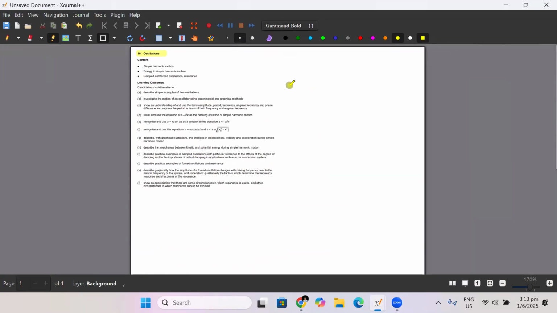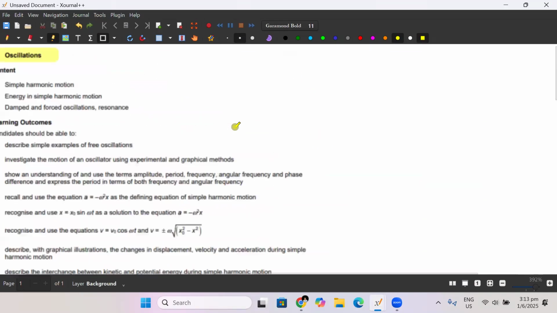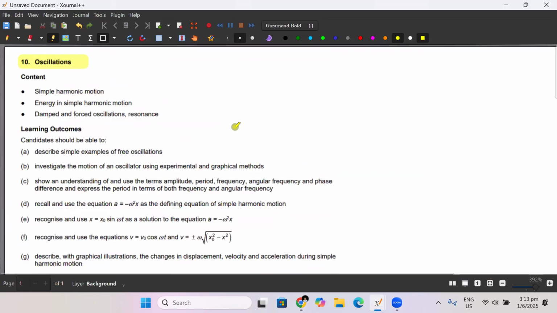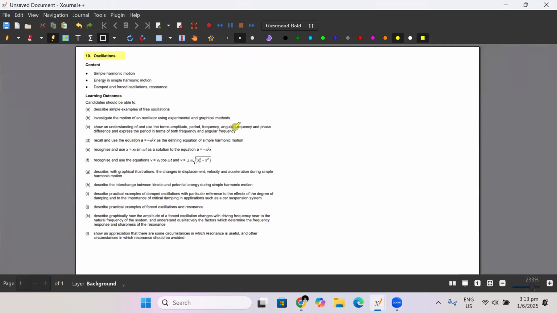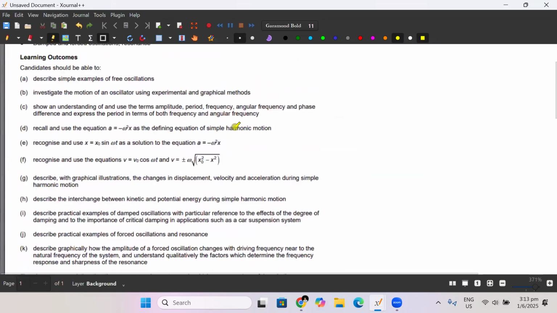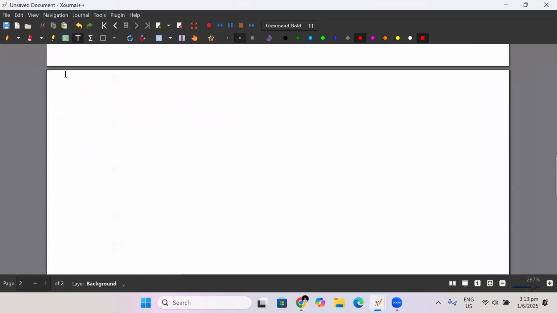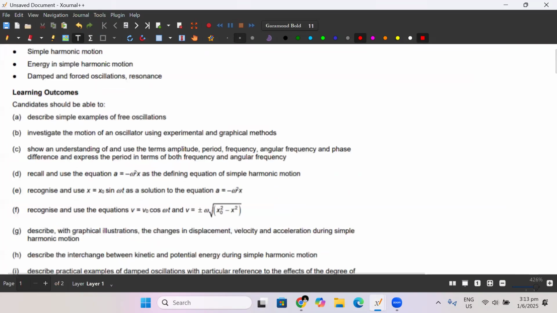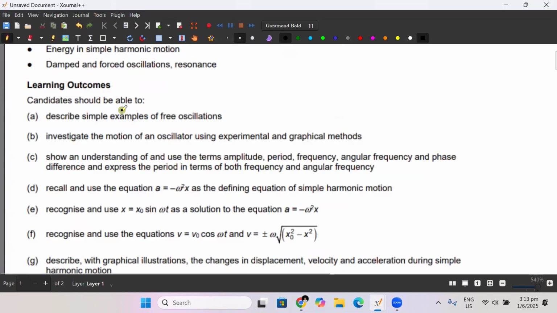This is truly a blank sheet of paper, but I will be referring to the learning objectives here. Once every objective is over, I'll come back and strike it off. So we can start on this. Let's title this oscillation. The very first learning objective is describing simple examples of free oscillation.